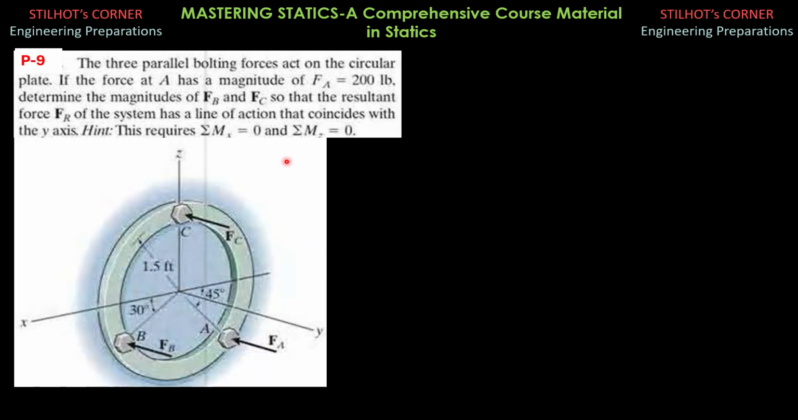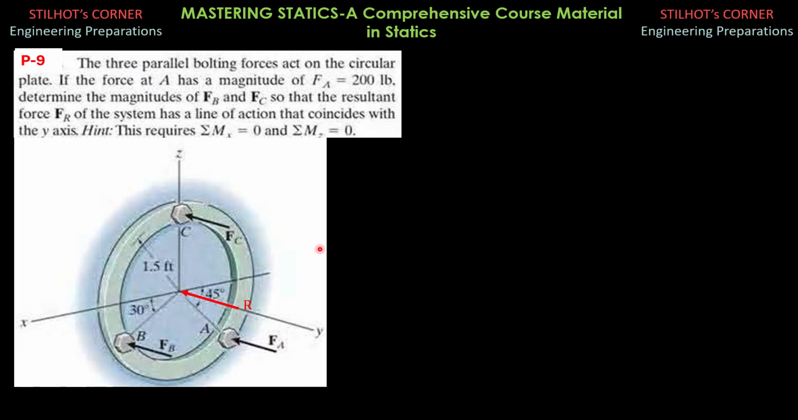Problem 9. The three parallel bolting forces act on the circular plate. If the force at A here has a magnitude of 200 pounds, determine the magnitudes of FB and FC, so that the resultant force FR of the system has a line of action that coincides with the y-axis. So that means R is along the y-axis and it passes through the center as shown.